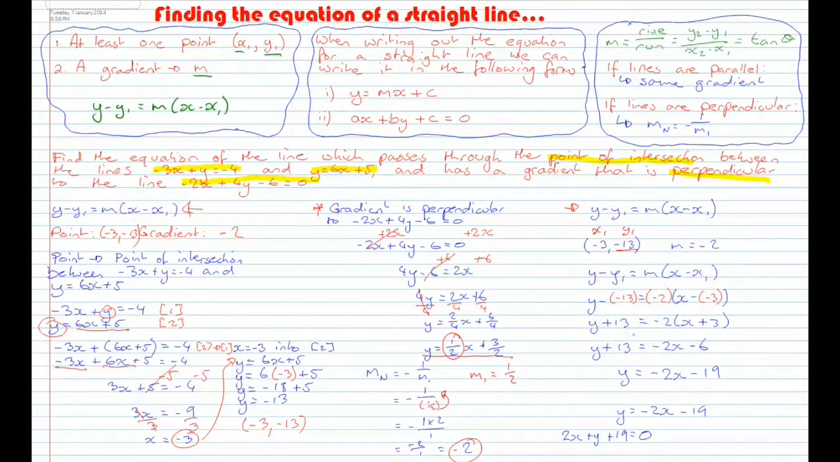Now what we're going to do is subtract 13 from both sides. These cancel out, leaving us with y is equal to -2x minus 19. Once again, of course, this is in the y equals mx plus c form. To put it into the other form, what we're going to do is add 2x to both sides, and also add 19 to both sides. So it gets us 2x plus y plus 19 is equal to 0 for the form ax plus by plus c is equal to 0.